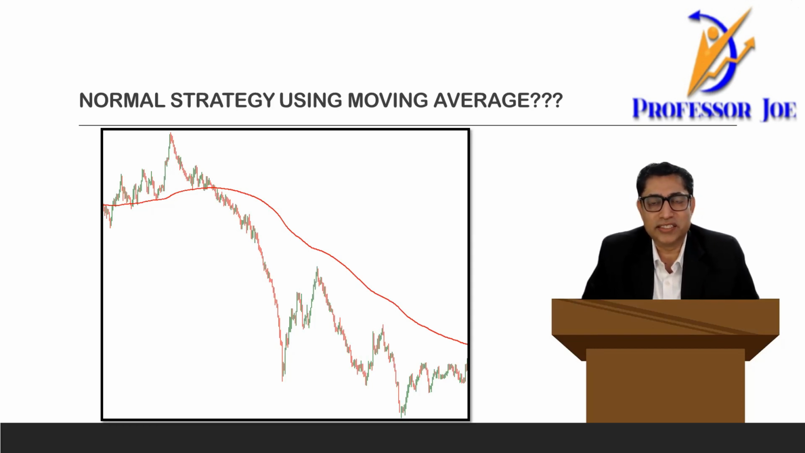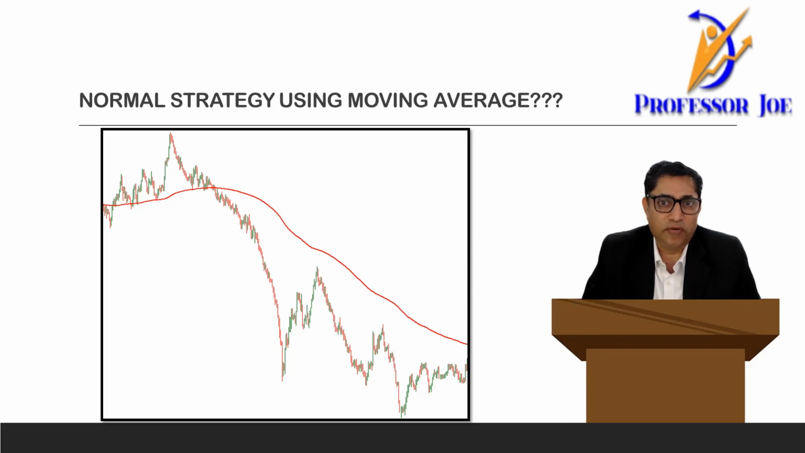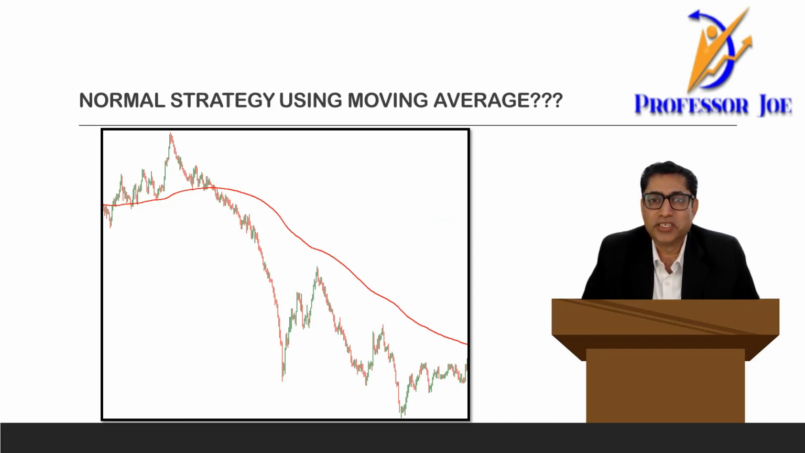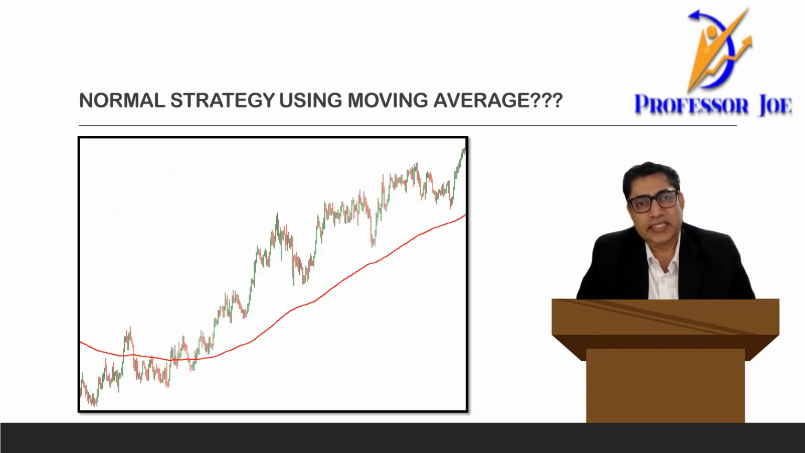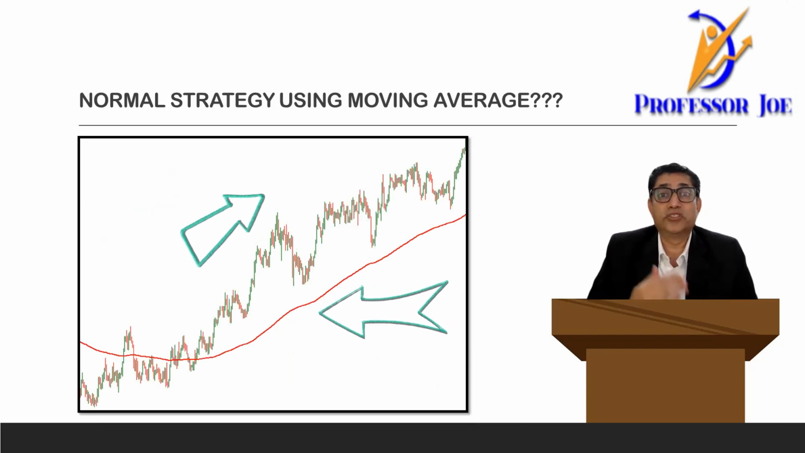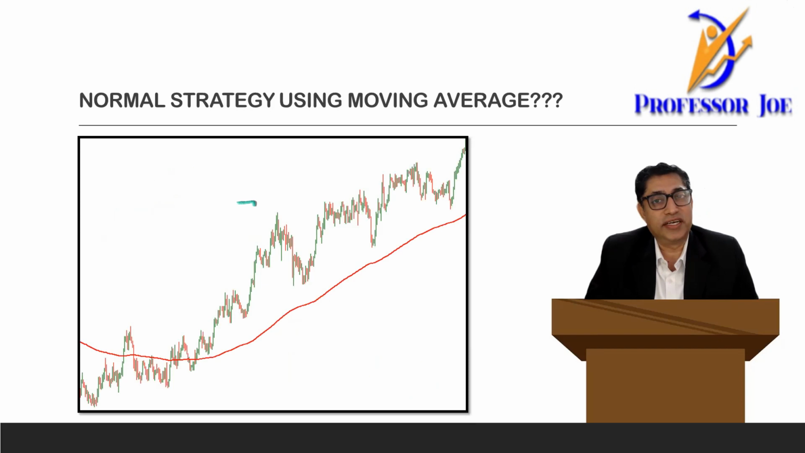The first strategy is when the price is below the moving average, you only look for sell. So there is only one moving average, as you can see in this chart. And when the price is going down, and when the price is below the moving average, the trader will only look for sell opportunities. And as you can see in this chart, there is only a single moving average. When the price is above the moving average, the trader or the investor will only look for buying opportunities.